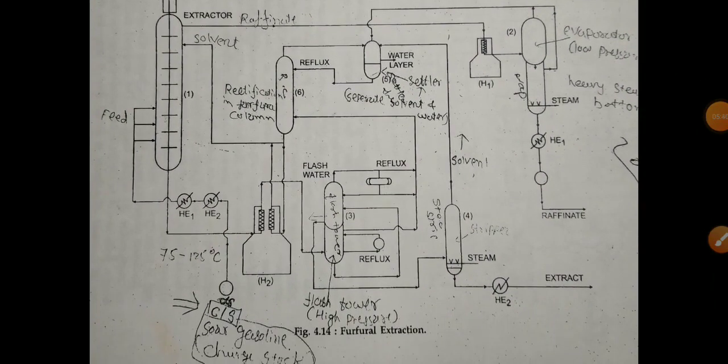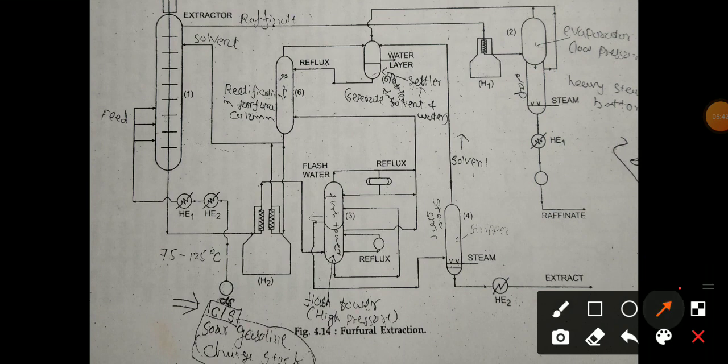Okay, this is the furfural extraction part. The charge stock is heated by passing through heat exchanger 1 and heat exchanger 2, through which the raffinate phase and finished extract phase pass before reaching the storage tank.